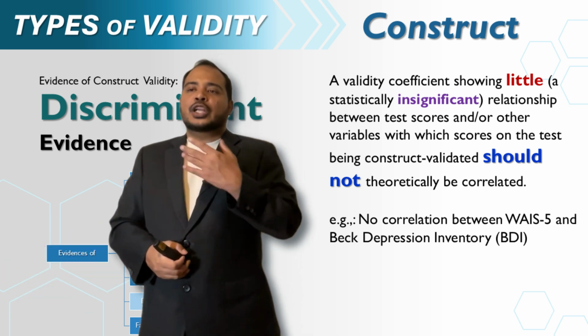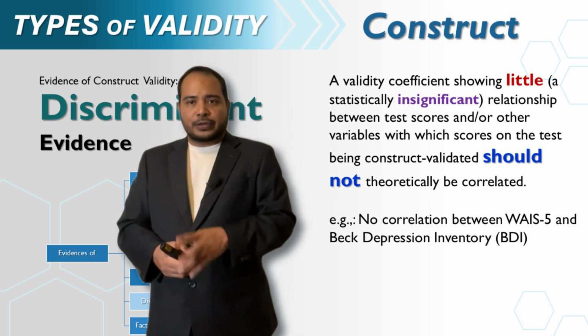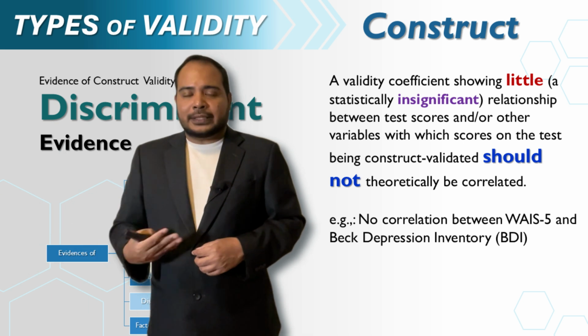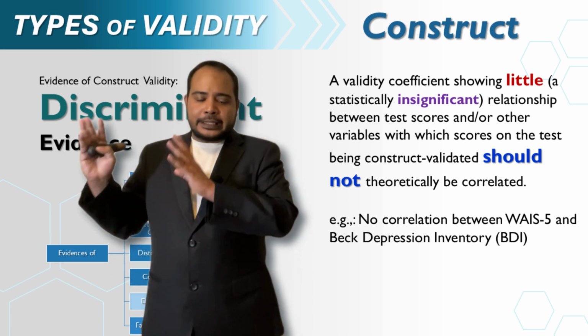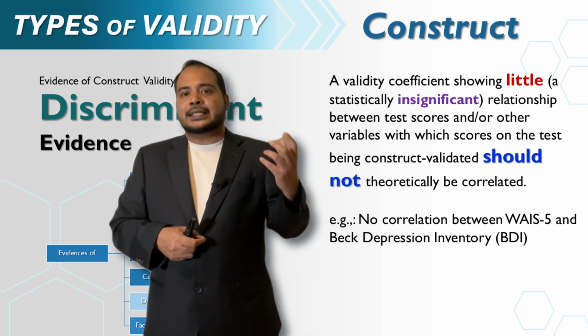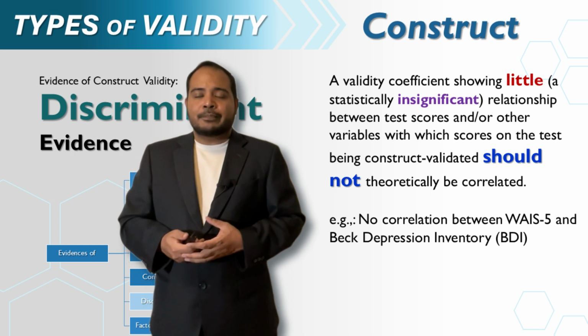So in this case, there is no correlation between WAIS-5 and the Beck Depression Inventory 3 because they are not related at all. So for discriminant validity, we are expecting no correlations between the discriminant measures and the test whose validity we want to establish.